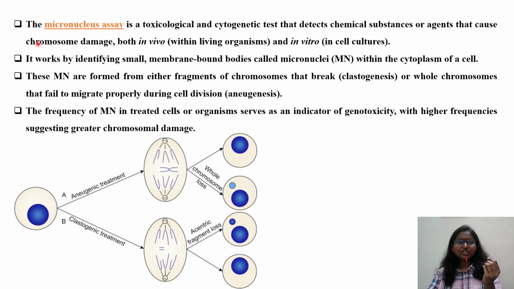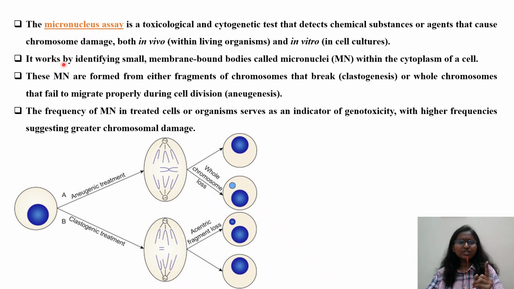Okay, so let's understand some of the details about the micronucleus assay. The micronucleus assay is a toxicological and cytogenetic test that detects chemical substances or agents that cause chromosome damage. If you look into the structure of our DNA, chromosomes will be there. These are the chromosomes, both in vivo within living organisms and in vitro, that is, in cell cultures. This micronucleus assay helps us understand chromosomal damage, and the type of damage means clastogenicity as well as aneugenicity.